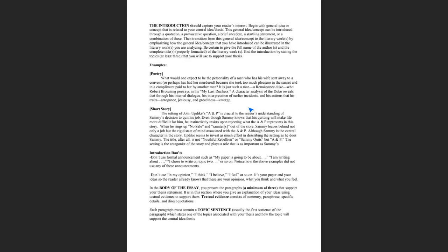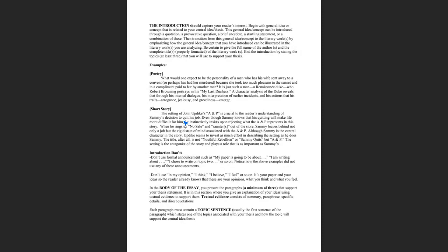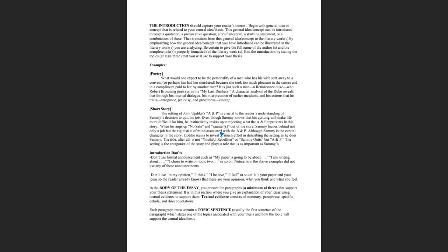And there are some introduction don'ts that you don't want to have in your introduction. So don't begin with a formal announcement such as, my paper is going to be about, I am writing about, I choose to write on topic 2. Notice that neither of these sample introductions do any of that. So this is a way to model your introduction.